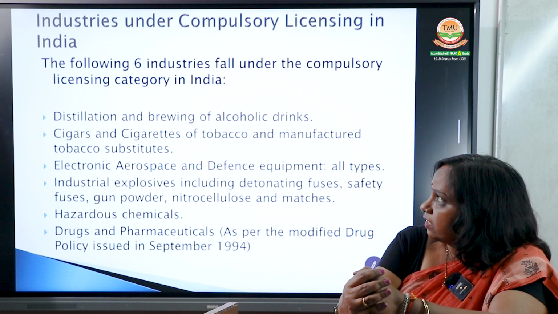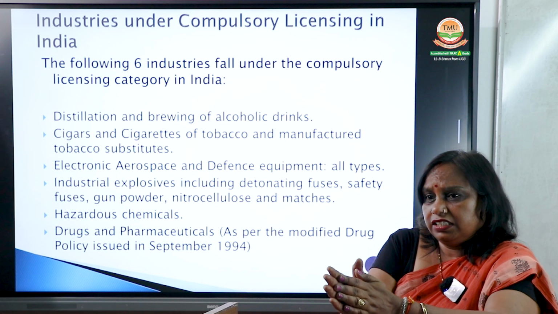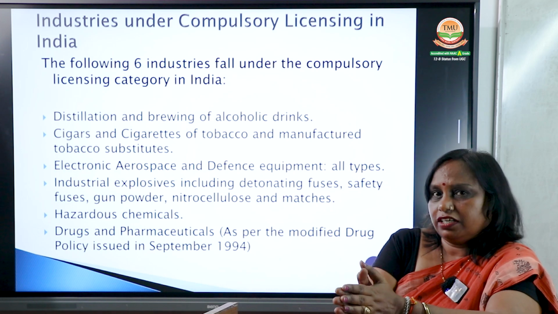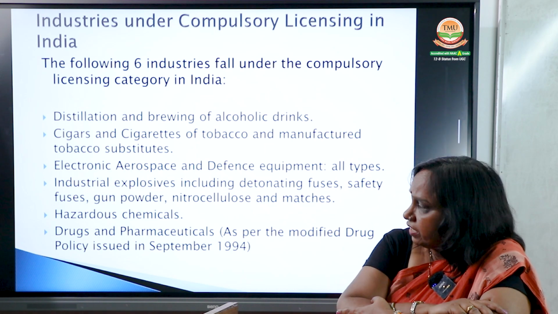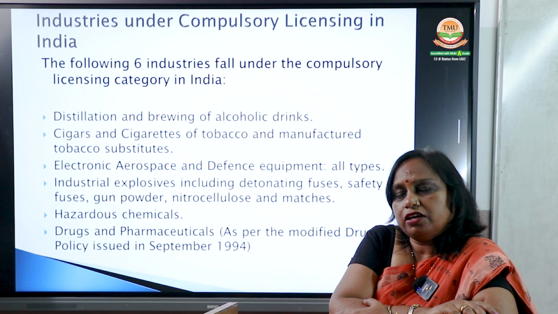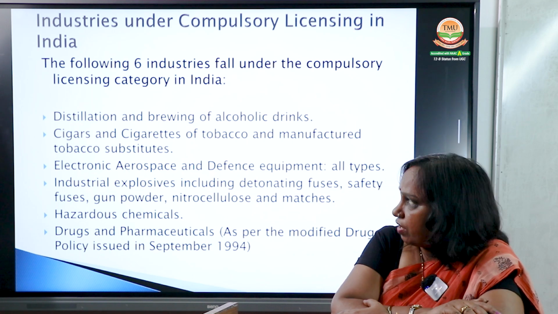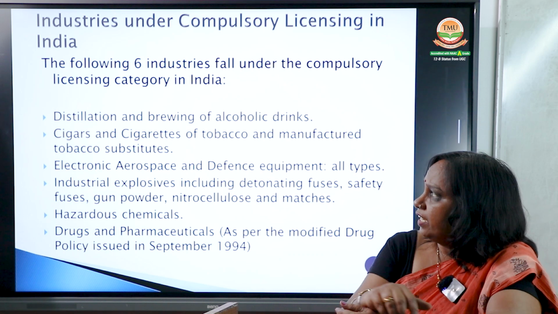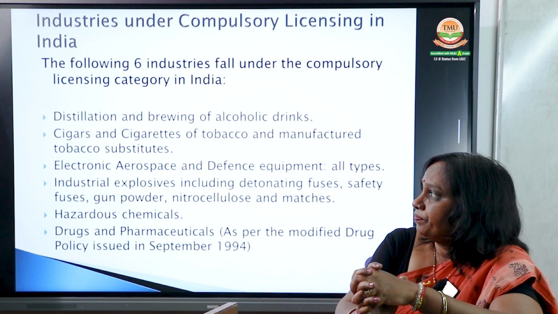Now, there are certain industries specifically which are given the authority for the compulsory licensing. Now, let us see what are those industries. So, basically, there are 6 industries who are authorized to get compulsory license if it is required. So, first is the installation and brewing of alcoholic drinks.